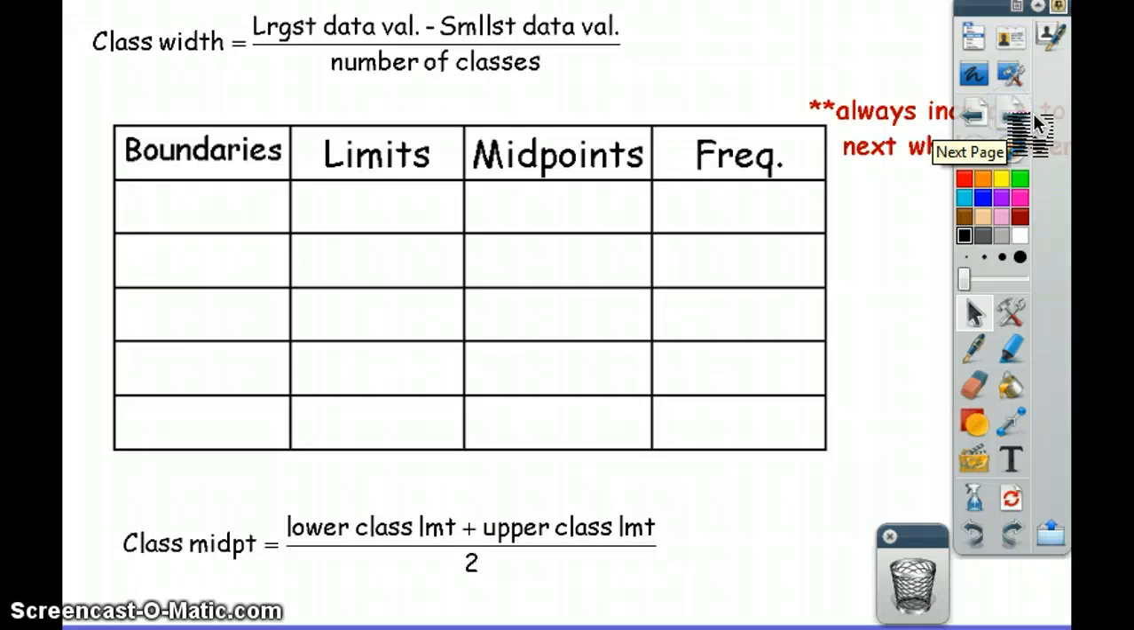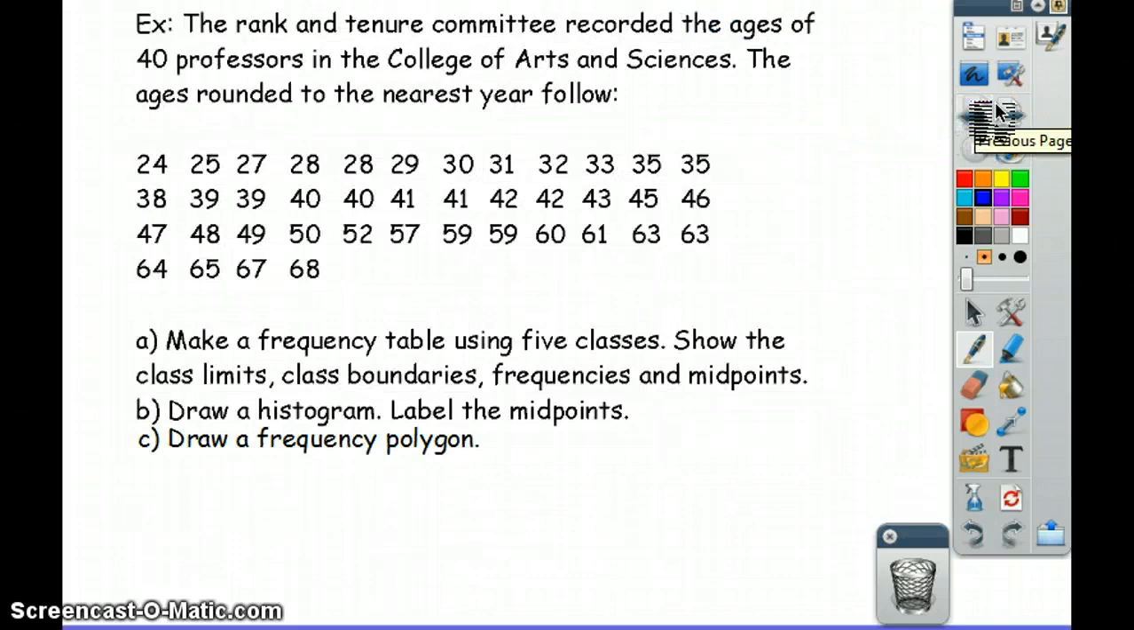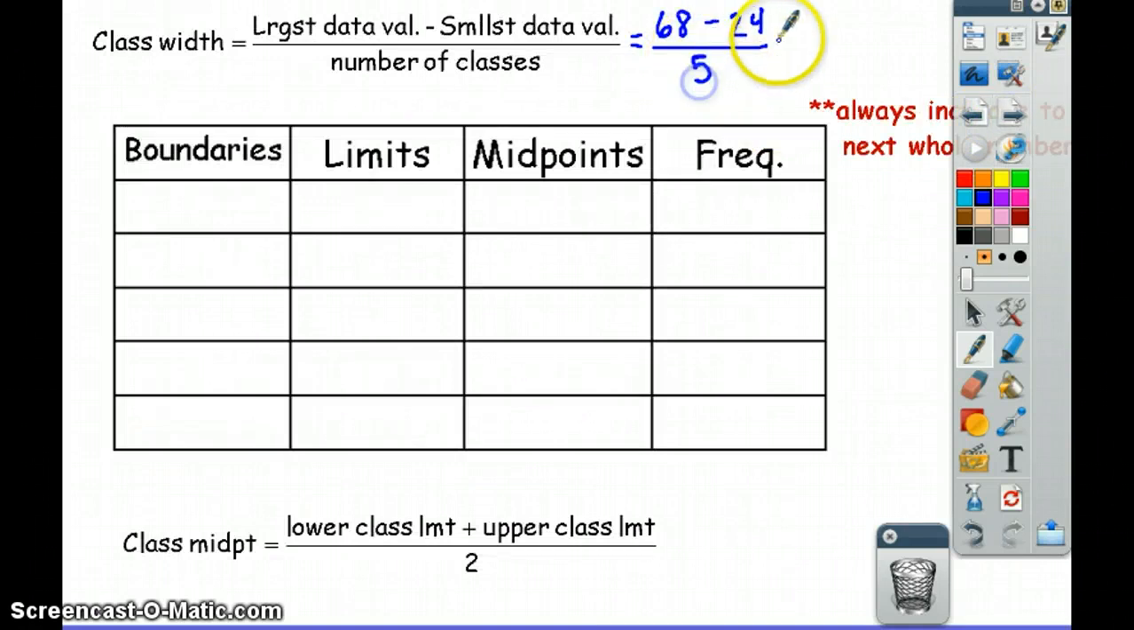The first thing is we want to find out what the class width is, and that is what the number along the x-axis represents, the width of each of the bars of the histogram. We get this by taking the largest data value, in this case the oldest professor, 68, minus the lowest data value, the youngest professor, 24, and dividing by the number of bars, the number of classes that we want. That's usually given to us in the problem. In this case, it said 5 classes, so we're going to have 5 bars. Divide by 5. This gives me 44 divided by 5, which is 8.8.